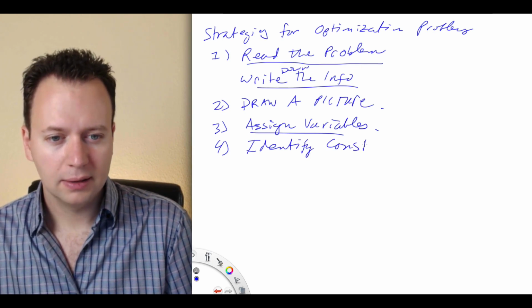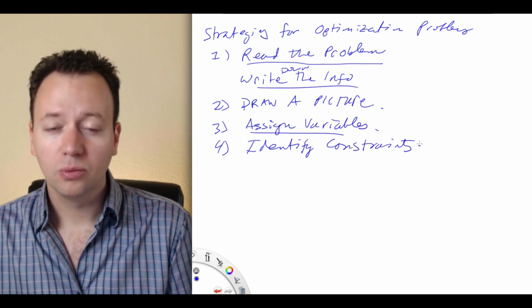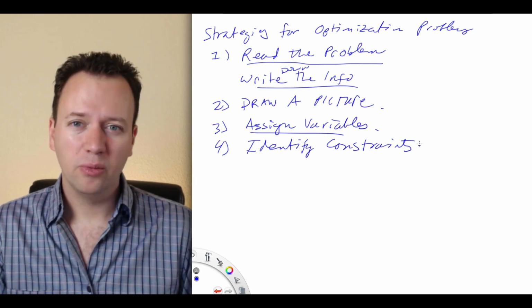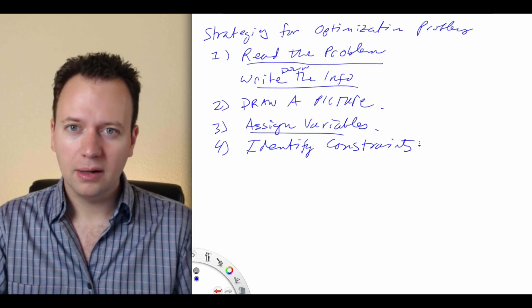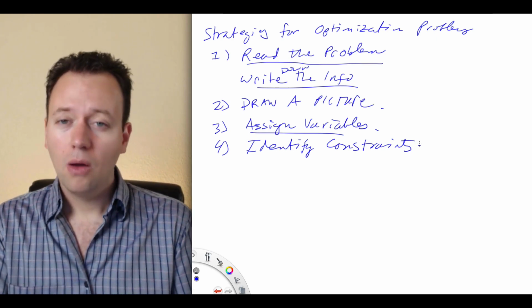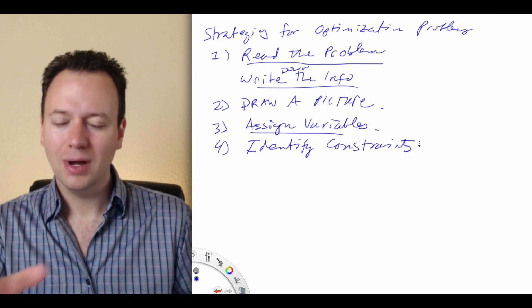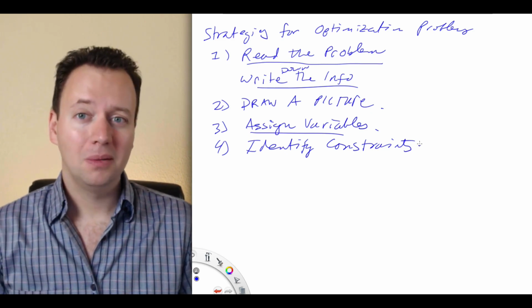Identify constraints. This comes into play when there's more than one variable. If you're trying to optimize the volume, and the volume depends on both radius and height, somehow there has to be some constraint, which is basically a way to link the radius and the height. It could be subtle.